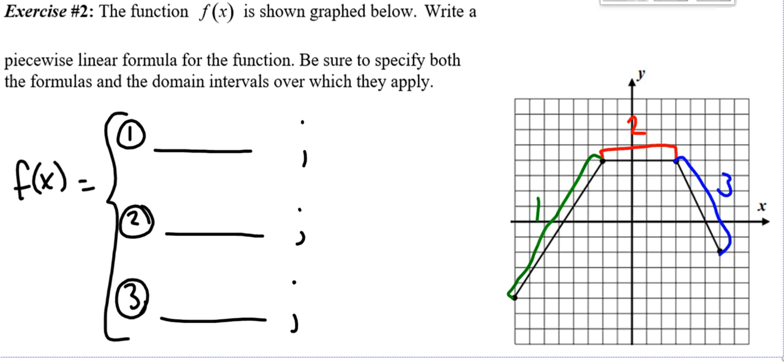So the first one in green, I'm going to look for my domain first. As far as the graph goes, it goes all the way to -8, and -8 has a closed circle, so I'm going to include that. So -8 is less than or equal to x, less than or equal to... I'm going to go all the way out for my domain to -2. So my green graph's domain goes from -8 to -2.